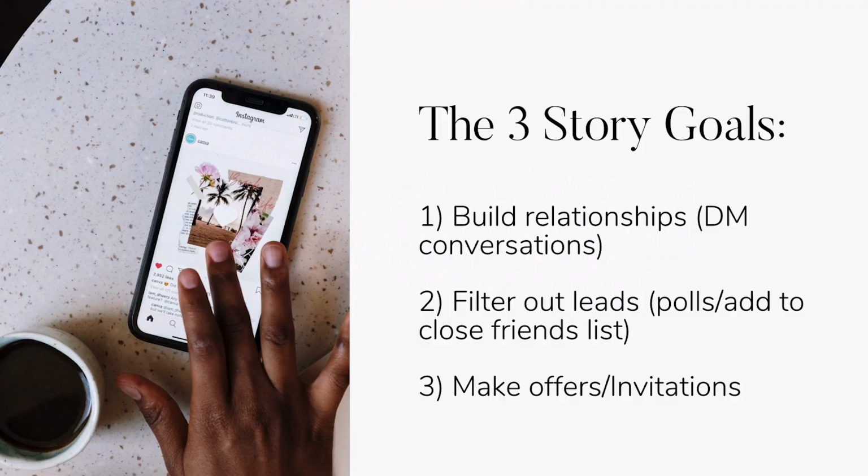So basically, just to recap, we have 3 different story goals, right? One is to build relationships. And basically that means turning the conversation into a direct message and continuing it over there. Number 2 is to filter out our hottest leads. And that's what we do by adding polls and by adding those people to the close friends list. And then number 3, to make offers, or I call them invitations, which is basically selling.